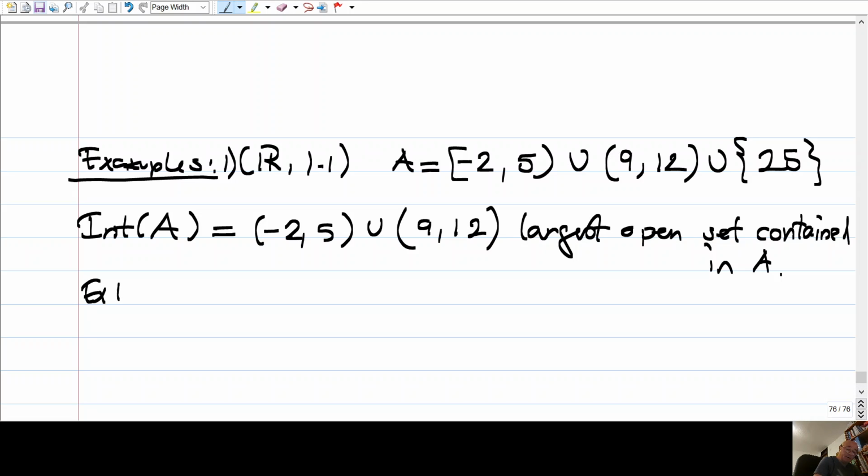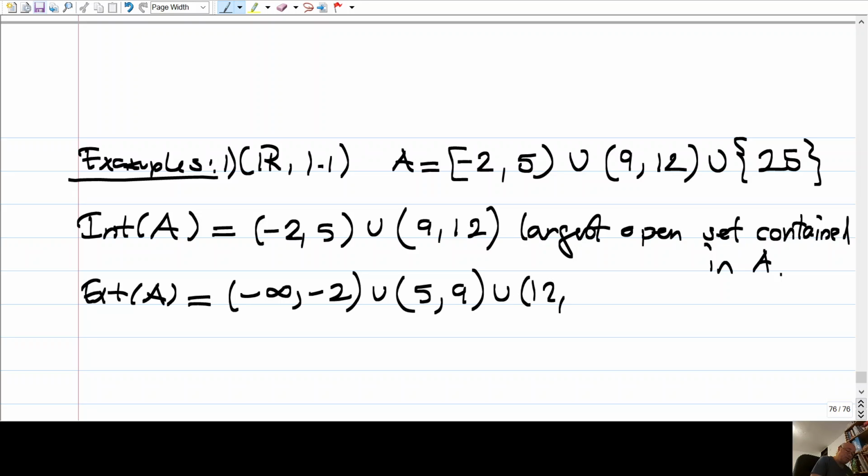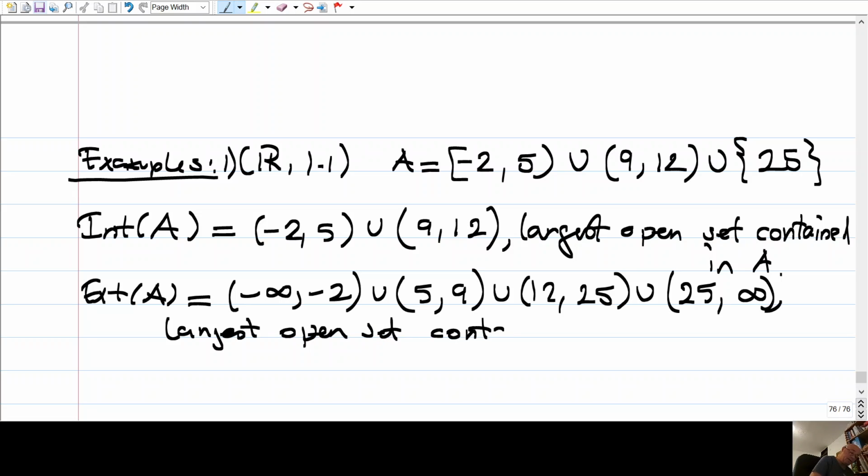What about the exterior of A? Well, it should be the largest open set contained in X minus A, or R minus A. Largest open set contained outside of A. So it is minus infinity up to -2. Since it is open, we should have it like this. And then 5 to 9, and then 12 to 25, and then 25 to infinity, right? So this is the largest open set contained in R minus A.